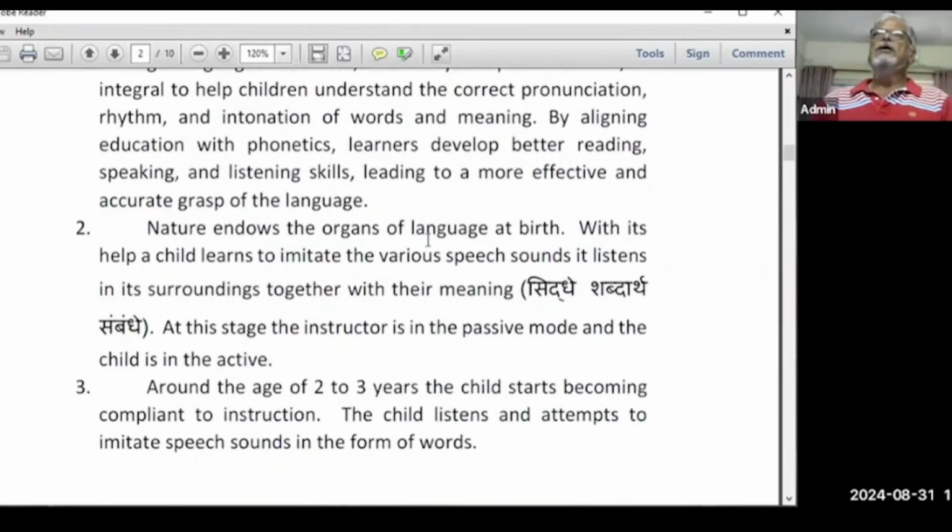Nature endows the organs of language at birth. With its help, a child learns to imitate various speech sounds it listens to in its surroundings together with their meaning. Siddhe Shabdartha Sambandhi. At this stage, the instructor is in the passive mode and the child is in the active mode.